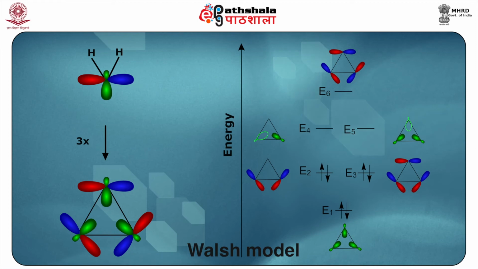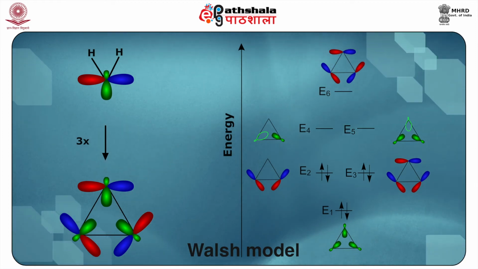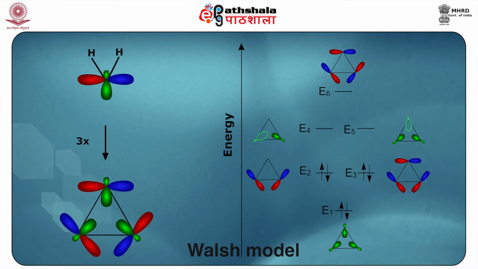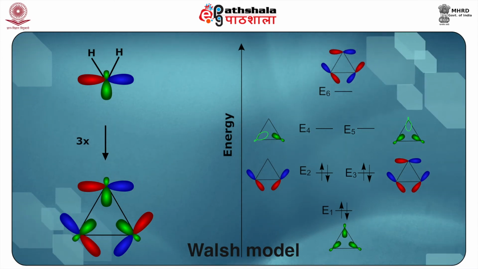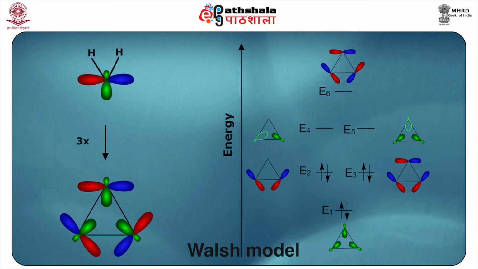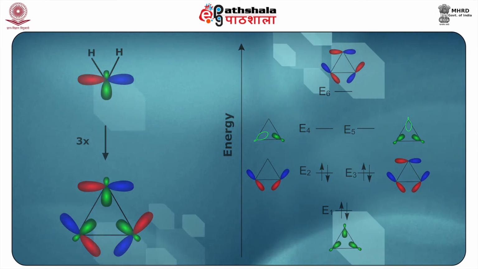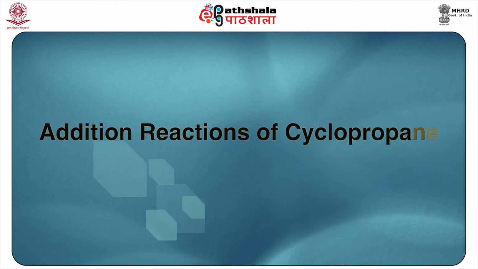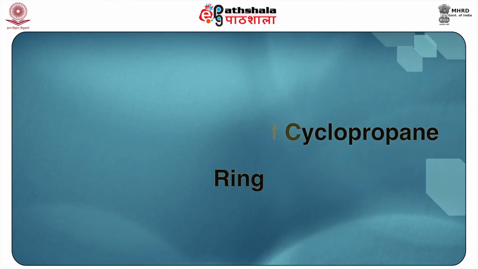So, as an outcome of this structure, whether it is the Coulson-Moffitt model or the Walsh model, one thing is very clear, that there is considerable strain and there is pi character or more p character in these carbon-carbon bonds, and because of this cyclopropane undergoes addition reactions. So let us discuss the addition reactions of the cyclopropane ring.